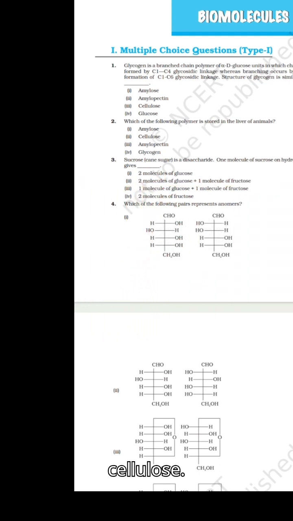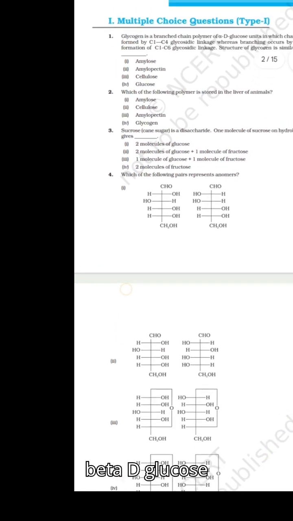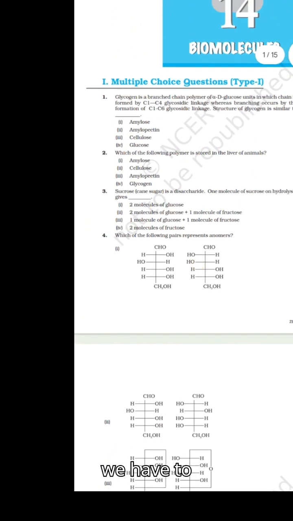So then cellulose is also present in plants. Cellulose is also a polymer of glucose molecules. The main difference between the starch, that is amylose, and cellulose is that amylose or starch is made up of alpha D glucose molecules, whereas cellulose is made up of beta D glucose molecules. There is a conformational change present between those two molecules. So we have to identify the point.